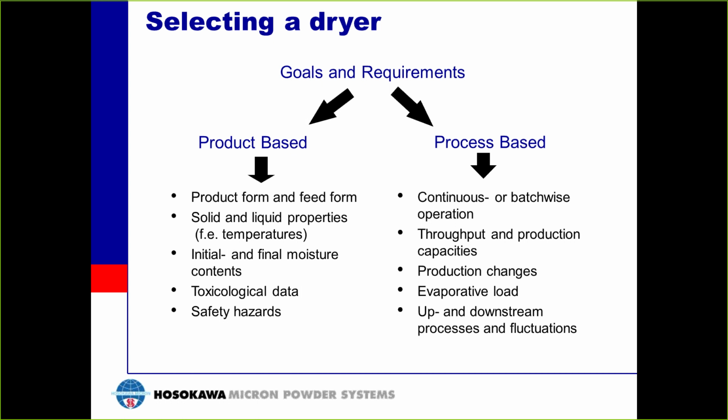If you go process-based, you can just say that you want a continuous or a batch process. You can base it, well, I guess all processes will be based on throughput and production capacities. Product changes is an important one. Some systems can more readily handle changing from one product to another. Evaporative load is important, and upstream and downstream process fluctuations. Some systems can handle that more easily than others.